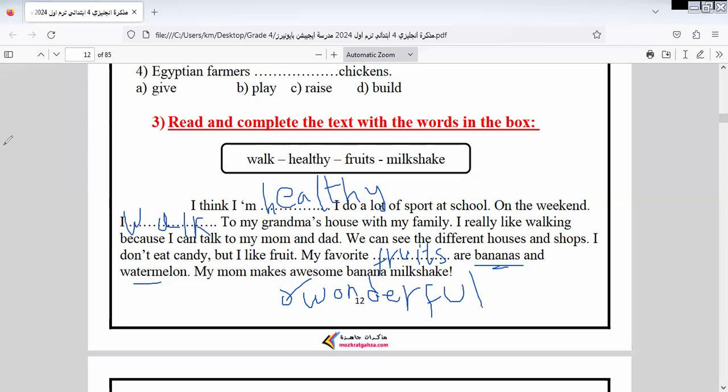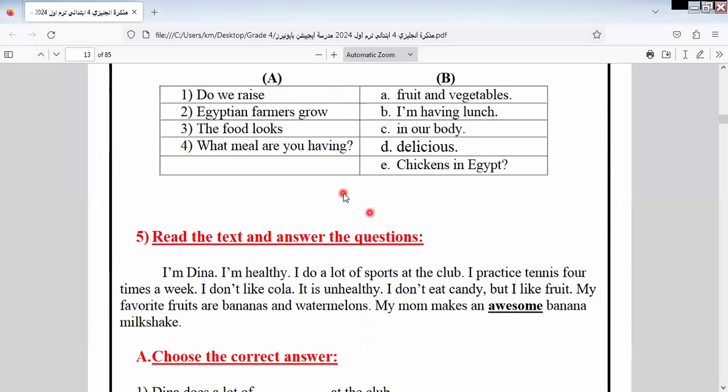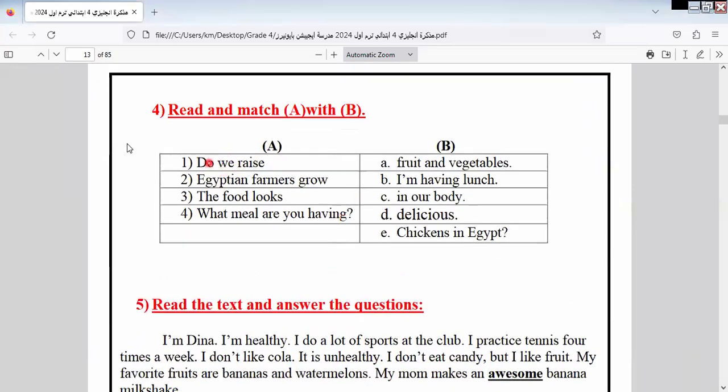Okay, let's go to another question. Here we have matching. I can read both columns and select the correct one. Do we raise? Egyptian farmers grow. The food looks. What meal are you having? When we talk about a meal, we must use the verb have, okay?